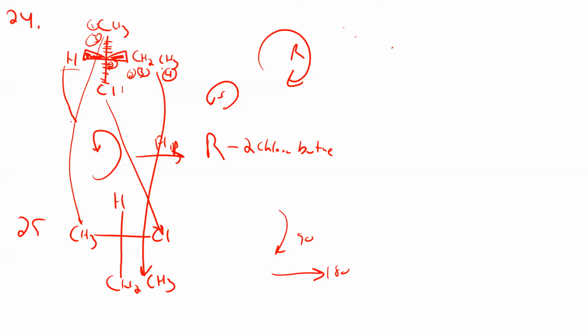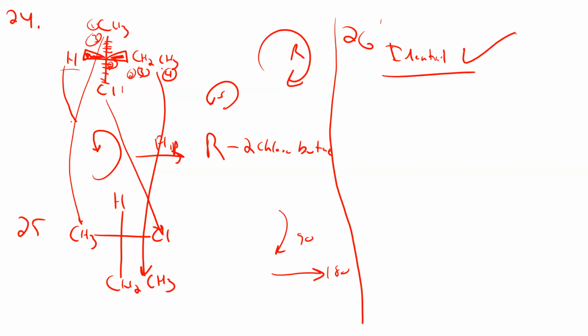We'll just leave this for 26. Question 26 shows a molecule. It says, are they chair conformations of the same molecule? And yes, they are. They're identical conformations of the same molecule. So you're going to pick identical. There's only one option that has identical.